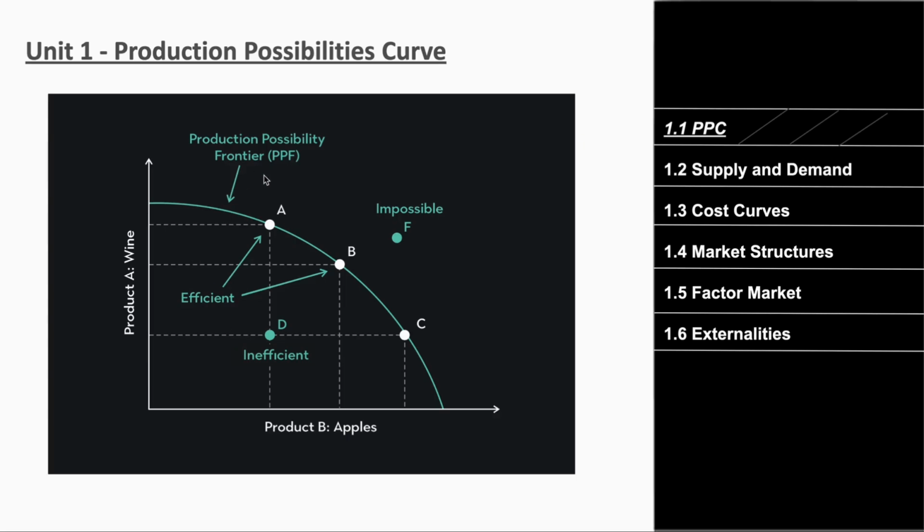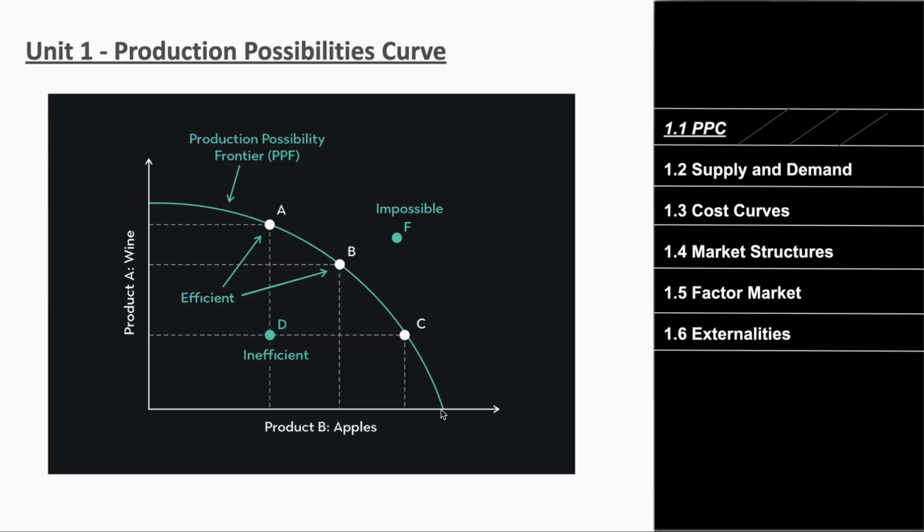The production possibilities curve, sometimes called the frontier, shows the relationship between two products and how much we can produce of those products. So here we should see wine and apples. Let's say we're at this point right here. This could be, let's say, 10 wine and 0 apples. That means we're producing 10 wines and 0 apples overall.